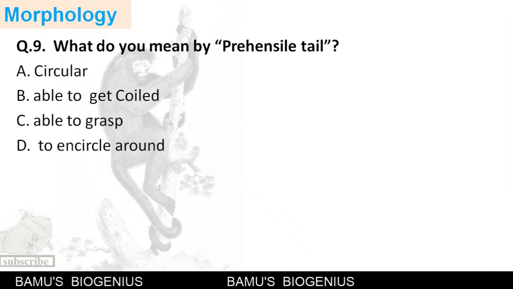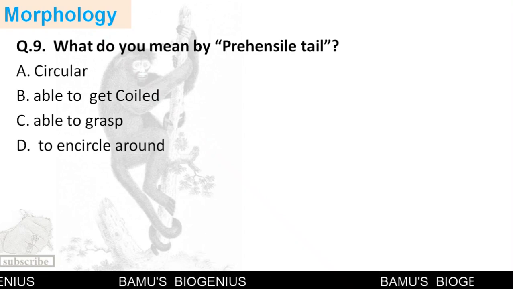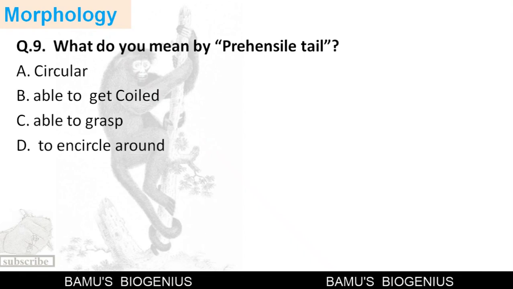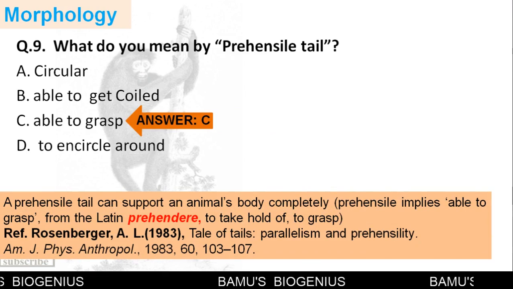Now the question number 9 is from the morphology. What do you mean by prehensile tail? We have seen that in most of the animals, prehensile tail is there. Option A, circular, B, able to get coiled, C, able to grasp, and D, to encircle around. Answer is C, able to grasp.